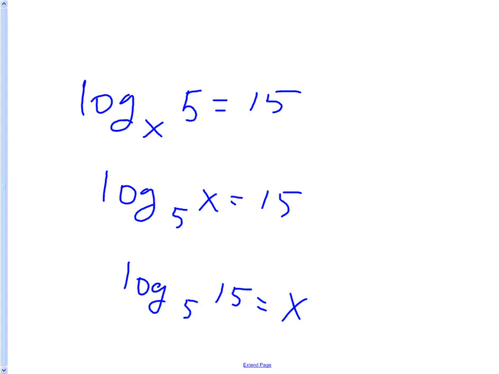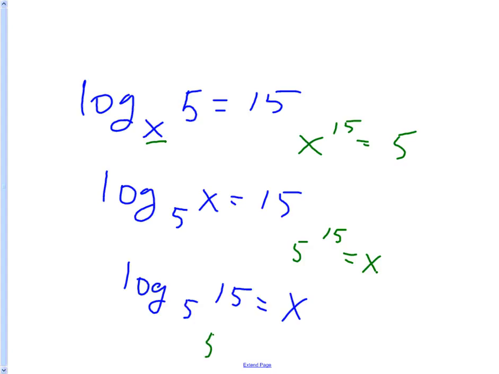The other two will. This is x to the 15th equals, and that's one of the ones that can work. What do I have to do to sub both sides? Put it to the 1/15th, you'll be done. This one, 5 to the 15th equals x, and that's easy if you put it in that form. You just grab a calculator and go 5 to the 15th.